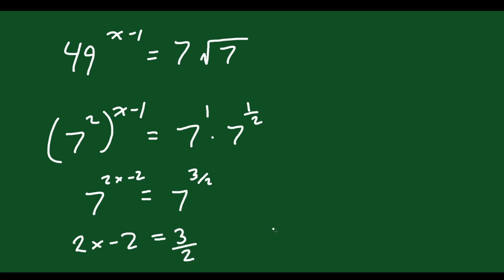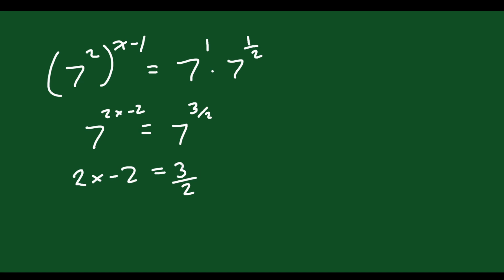And then all you have to do is solve for x. Multiply it all by 2. 4x minus 4 equals 3. Bring that 4 over here. 3 plus 4 is 7. So 4x equals 7. Divide by 4. x equals 7 over 4. Not too bad, right? So again, try to make the bases the same if possible.